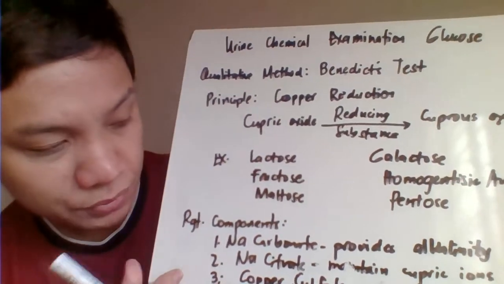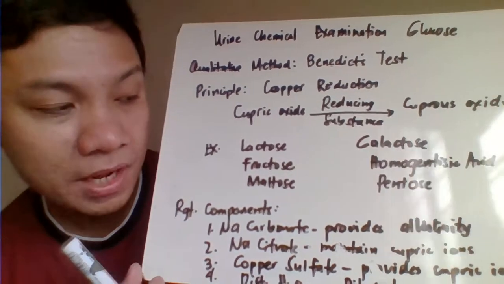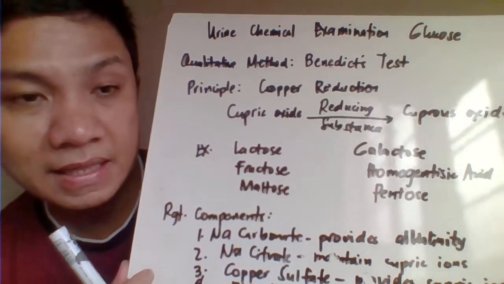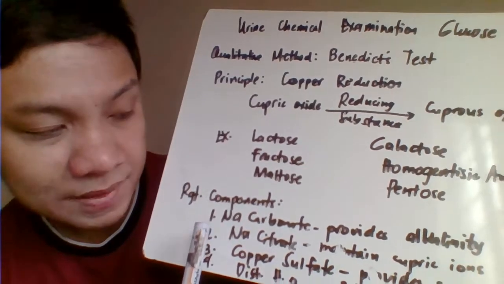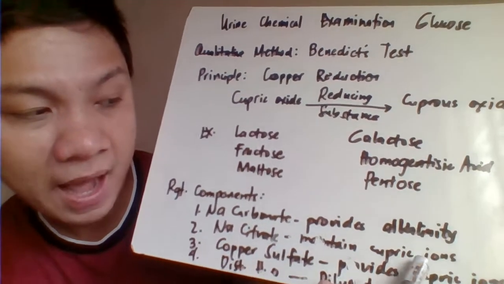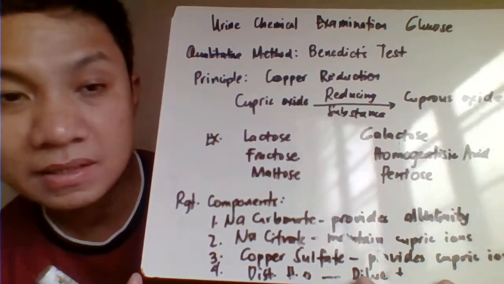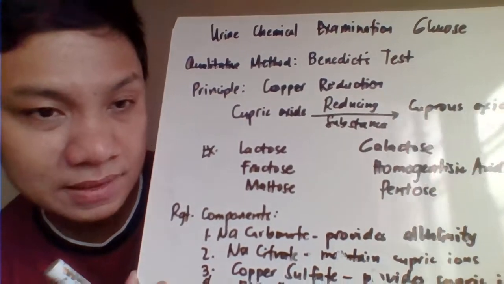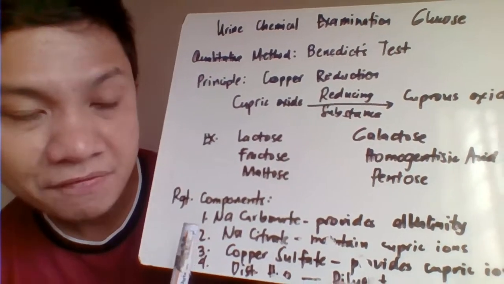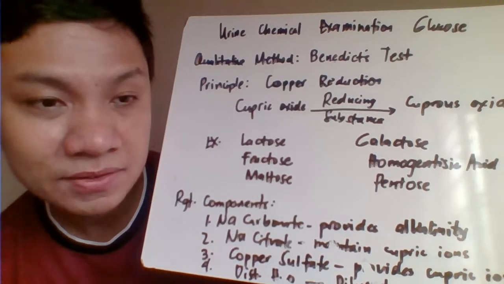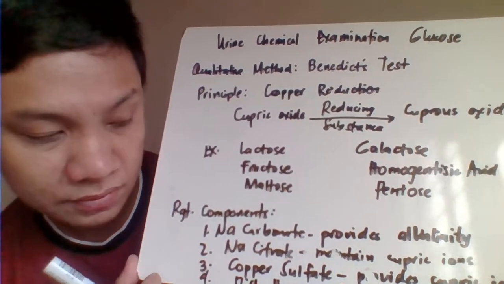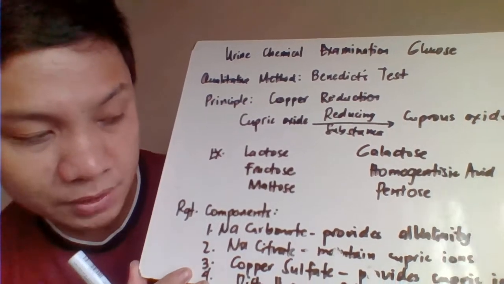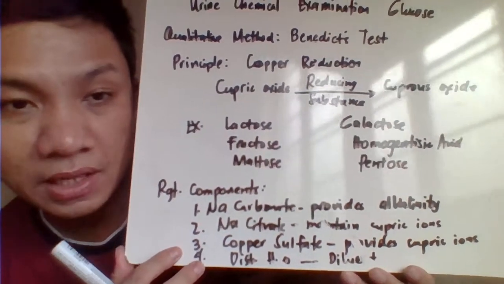So we have your sodium carbonate. The sodium carbonate provides the necessary alkalinity for the entire reaction. Sodium citrate maintains the cupric ions in the cupric state, not in the cuprous state. Copper sulfate is the source of our cupric oxide or cupric ions. And we also have your distilled water serving as your diluent.